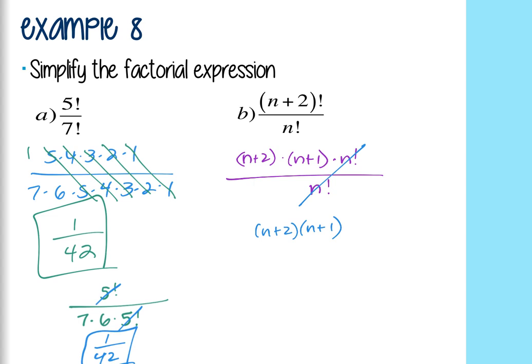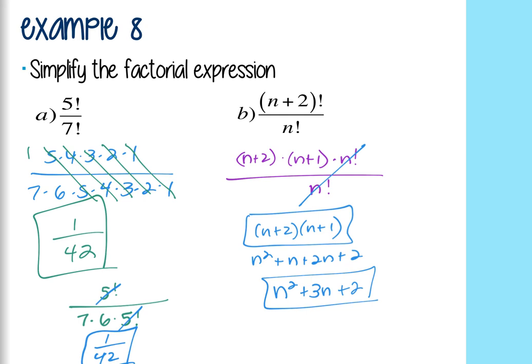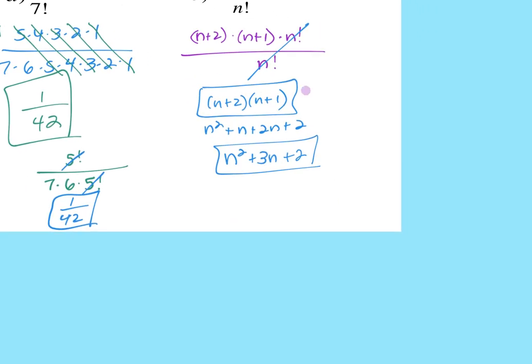If you FOIL that out, you'd get n squared plus n plus 2n plus 2. N squared plus 3n plus 2. So quiz or test, I would take either of those answers. I will look at WebAssign, because I don't remember that format. So for this answer in WebAssign, either of them work. Save yourself the trouble, keep it as it is. But either of them will work. It'll take either type of answer, okay?